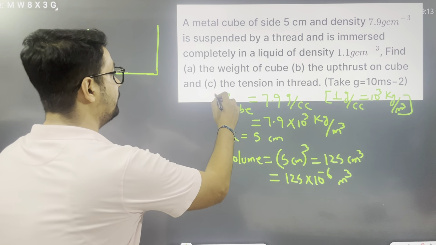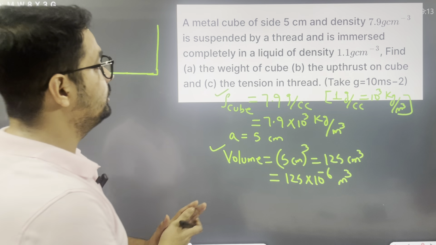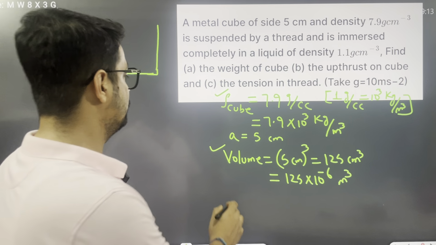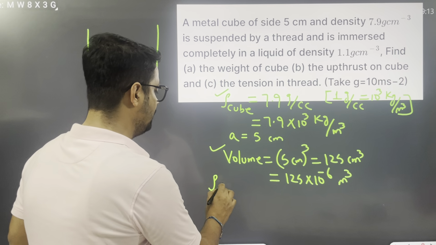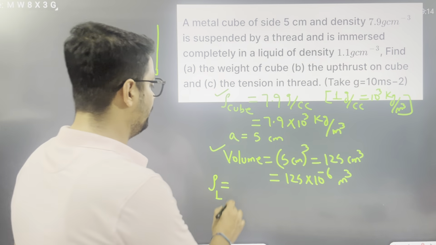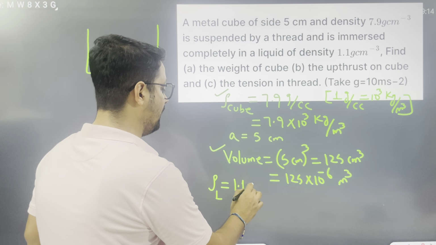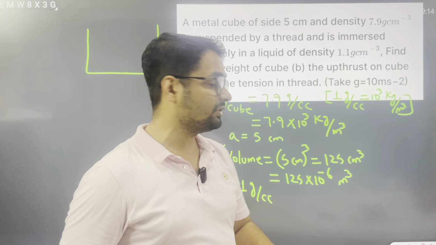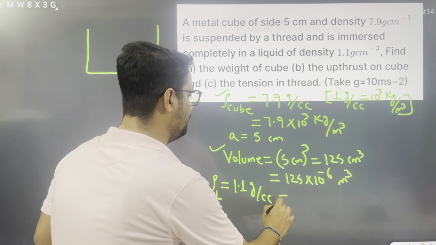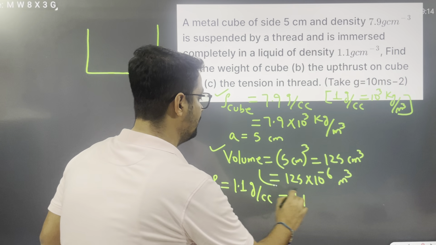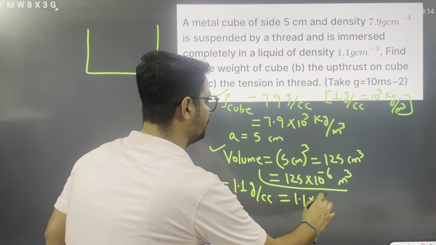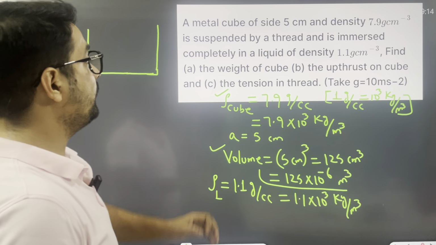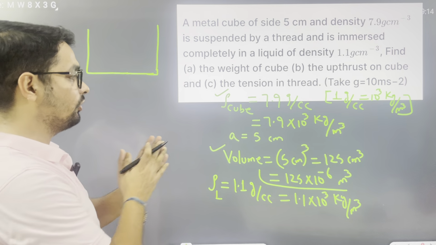So this is the density, this is the volume. Okay, and here one more thing is given, the density of the liquid. It is given here as 1.1 gram per cc, and you know 1 gram per cc is 10 to the power 3 kg per meter cube. So it will be 1.1 into 10 to the power 3 kg per meter cube. Okay, so whatever data is given, I have just written all those values.